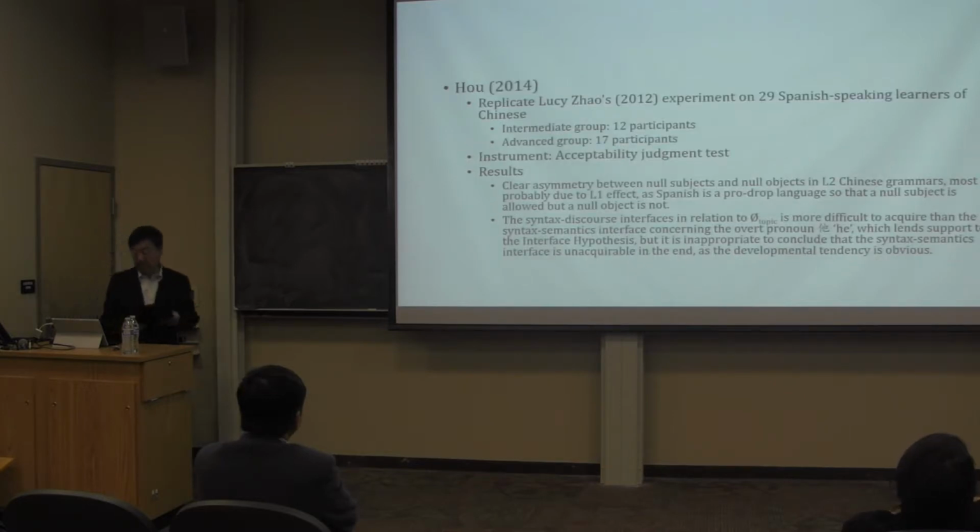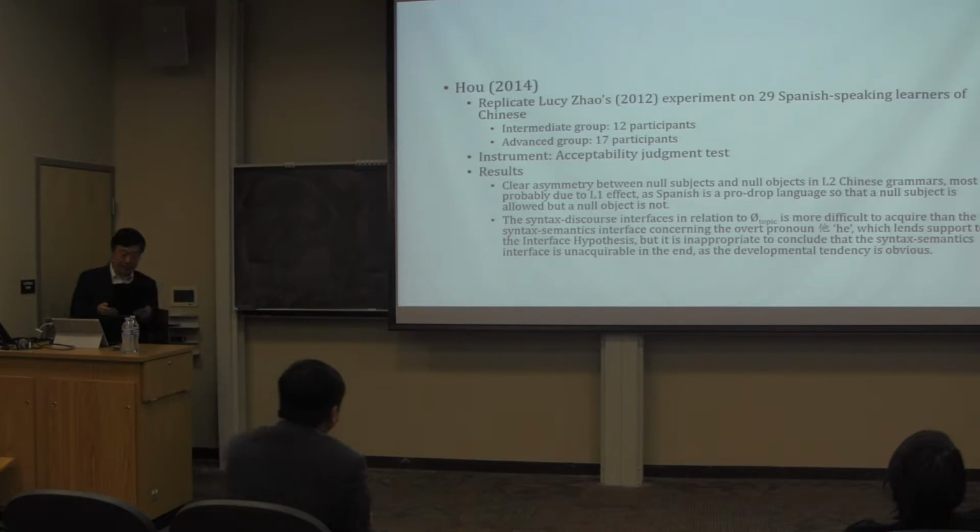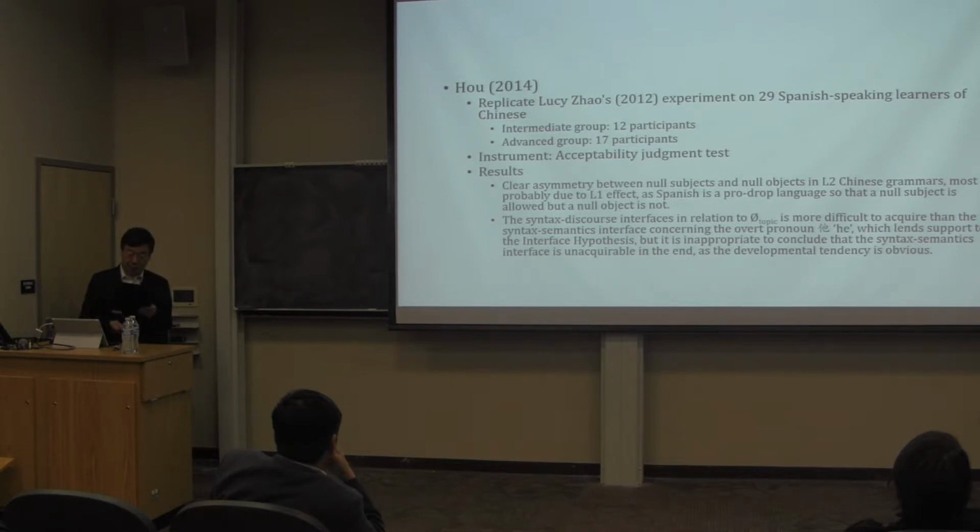Next is a similar experiment by one of my students. She replicated Lucy Zhao's experiment on 29 Spanish-speaking learners of Chinese. They were classified into two groups, an intermediate group and an advanced group. The control group consists of 25 native speakers of Chinese. So the three groups differ significantly in their Chinese proficiency.